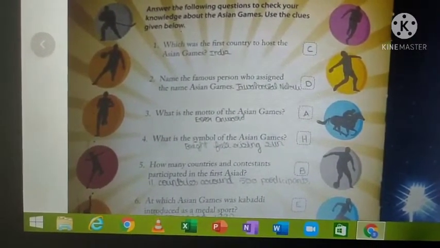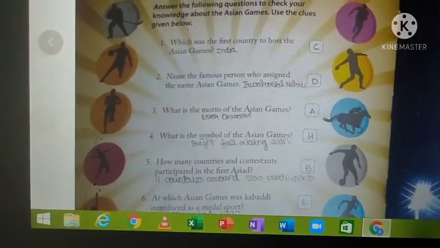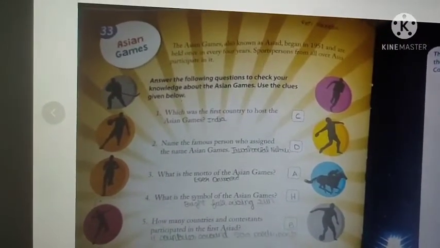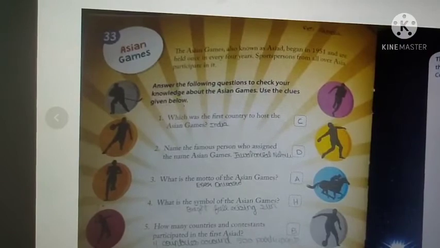And what you are supposed to do, you are supposed to take the photocopy. And what is your actual homework? It is to learn the 31, 32, and 33 chapters of the GK book.